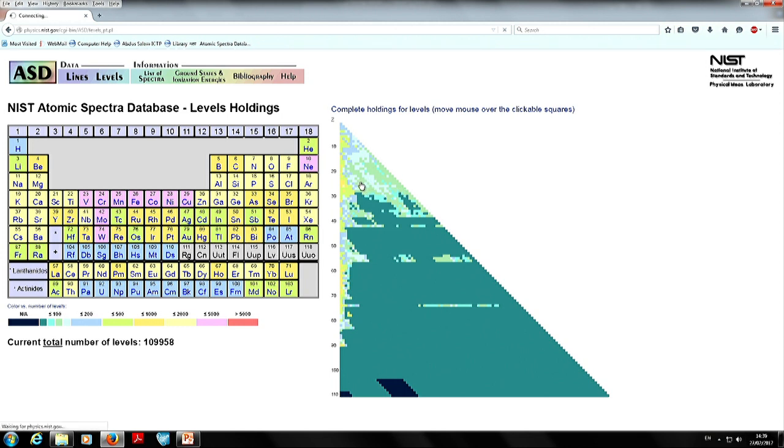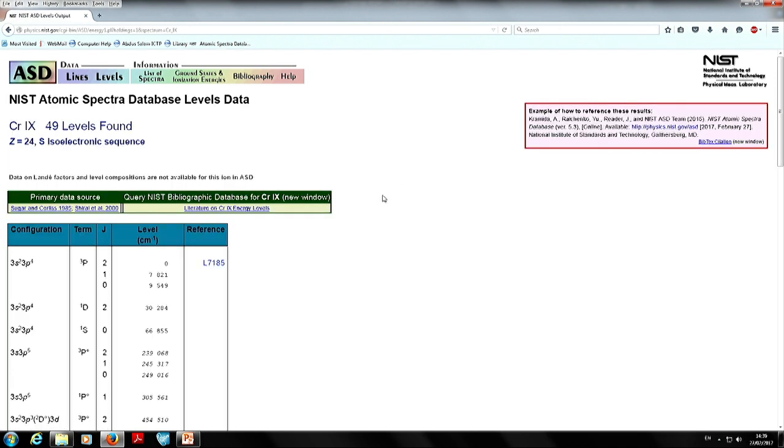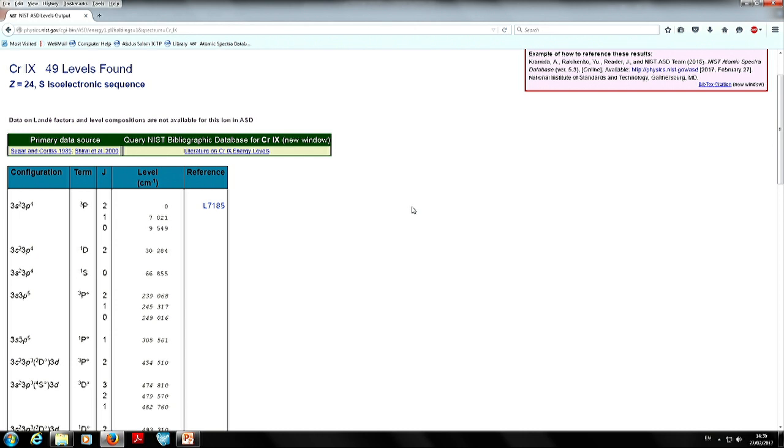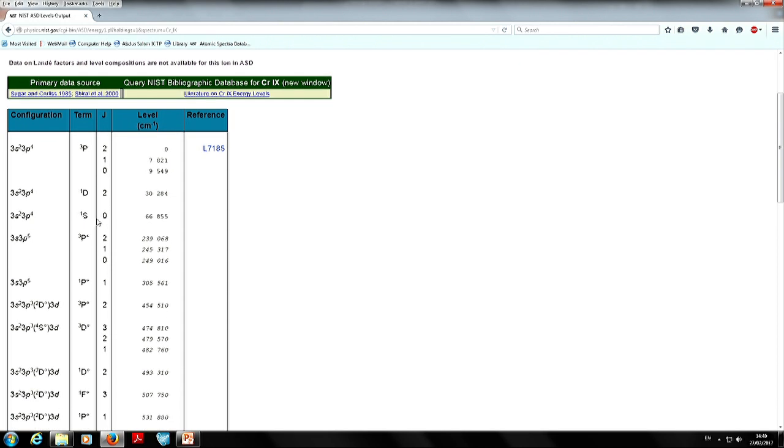So if I click somewhere here, it brings me to chromium 9 with 49 levels. It shows you which isoelectronic sequence it belongs to, in this case itself. And then this is the list of levels that we have in the database.